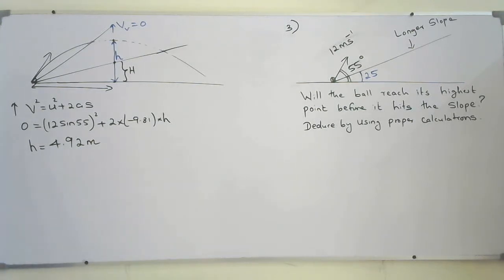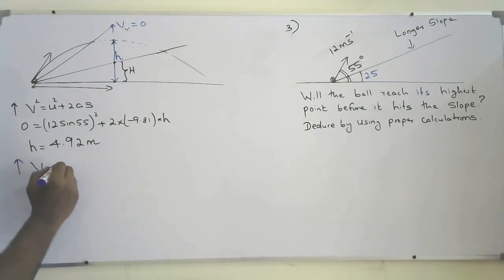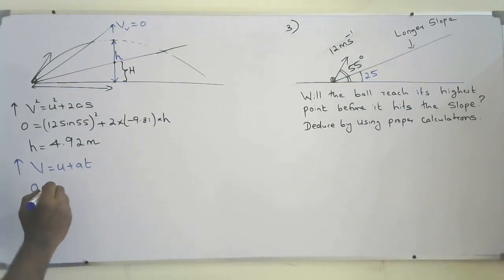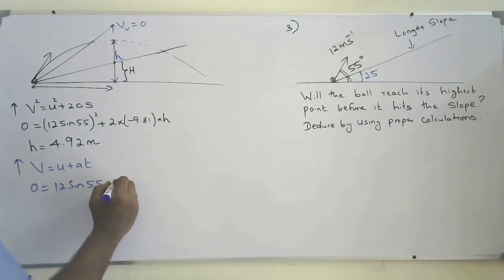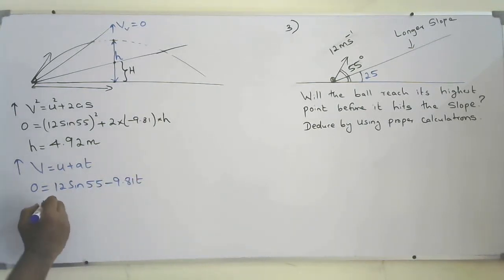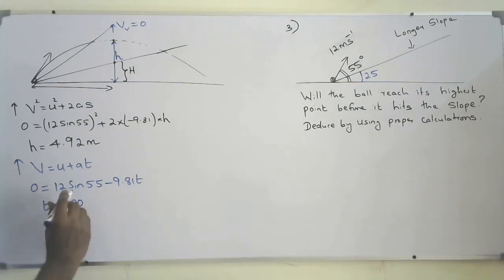Okay, so now I will find the time taken to reach the highest point if the slope is not there. v equals u plus at. I know at the highest point the velocity is equal to 0. The initial velocity will be 12 sine 55, minus 9.81 t. Find the time. So the time will be equal to 1.00 seconds, so it's exactly 1 second. The time taken to reach the highest point will be equal to 1 second.